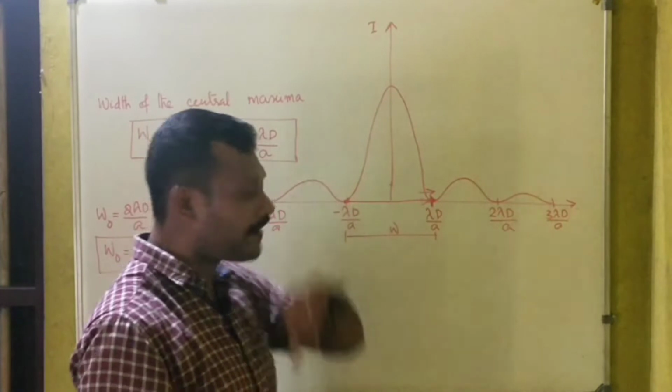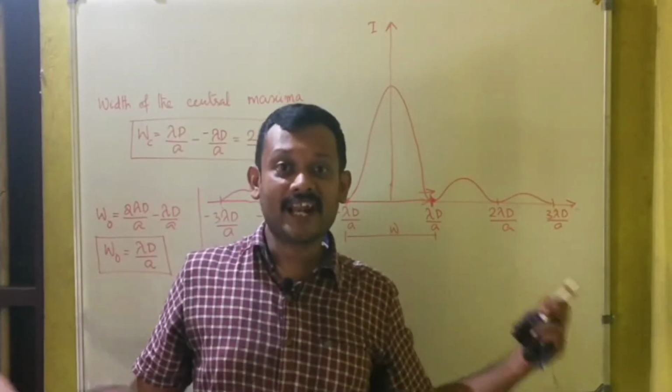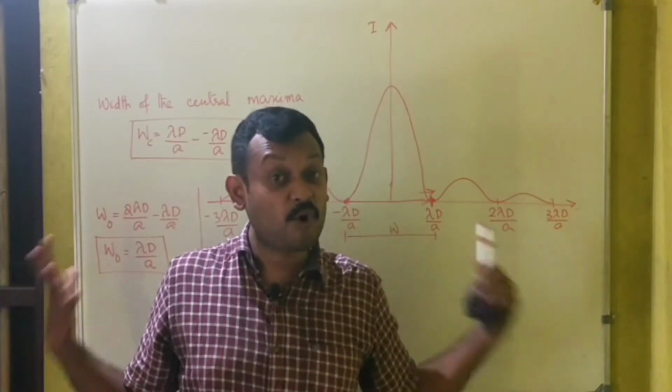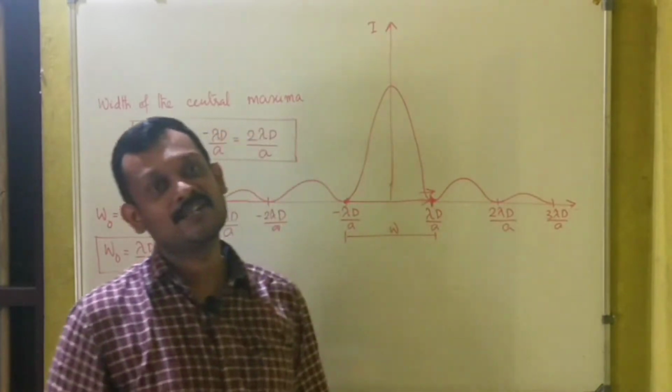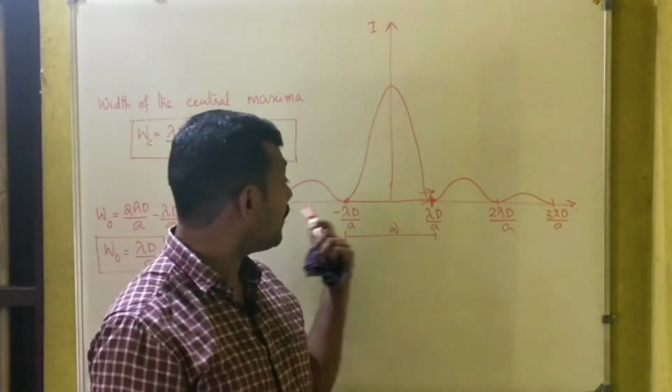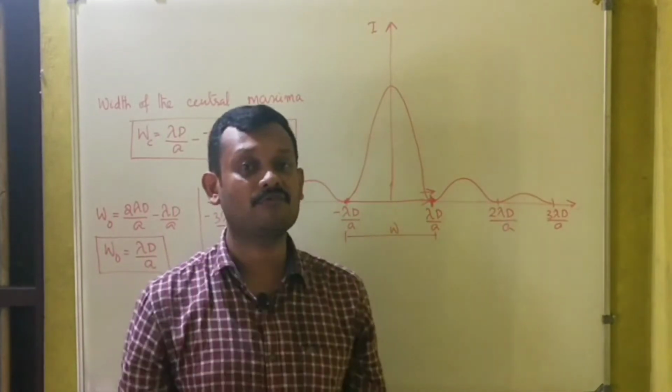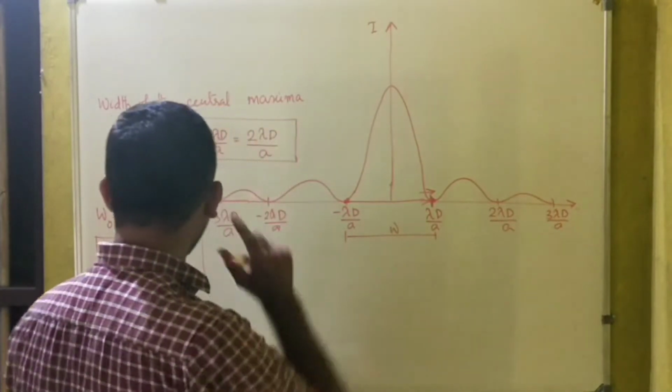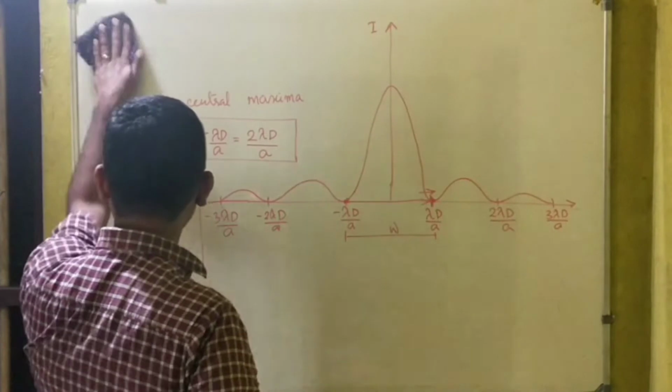Whereas when it comes to diffraction, there is a priority for the central band. The central band has maximum intensity. The central band is twice as wide as all other bands. Okay, hope this idea is clear to you.